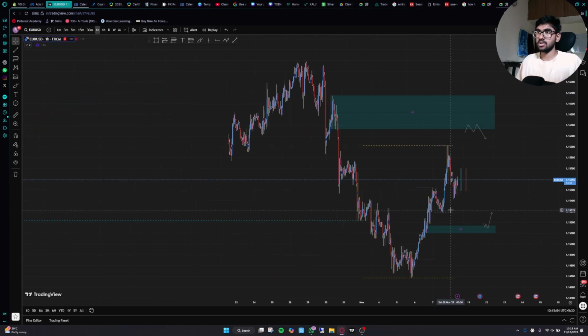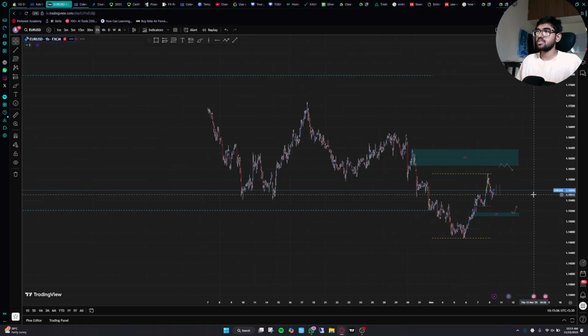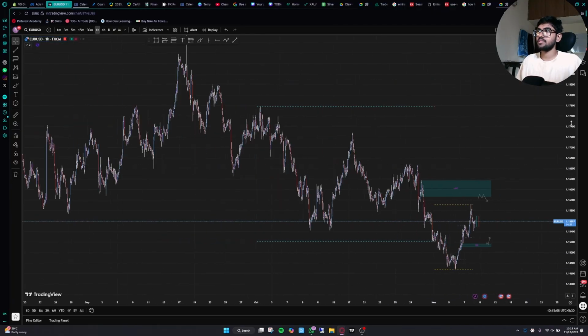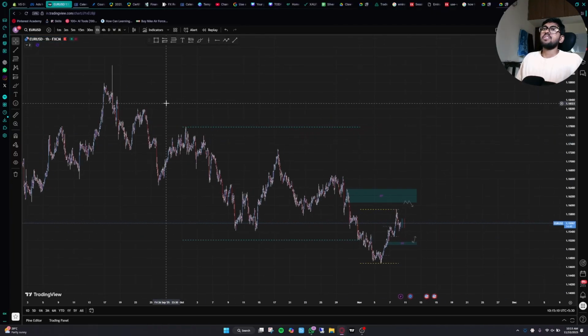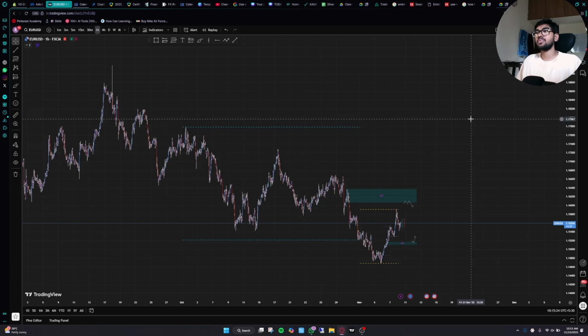Also, if this is the turning point, we can see all the liquidity there is to grab. You can see this, you can see all this, you can see this swing. There's all this liquidity to be grabbed if this was the turning point, or this swing is the turning point for EURUSD to keep going up.